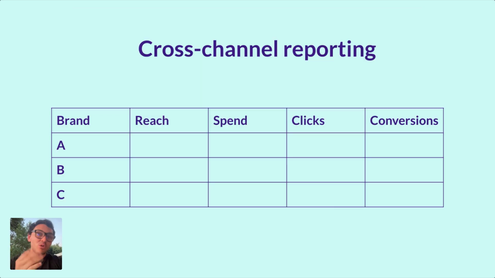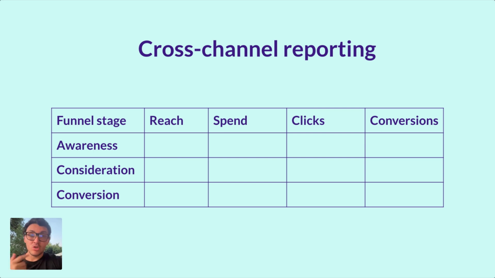Now, I will tell you some examples of cross-channel reports that may apply to your business. For instance, your company has multiple brands, so you want to know how your brand is doing across all the platform channels. So you want to know for this specific brand, what is your reach on Facebook, Google, TikTok, Twitter, if you still use Twitter, by the way, and so on. What is your total ad spend, your total clicks, your total conversions for this brand B and this brand C.